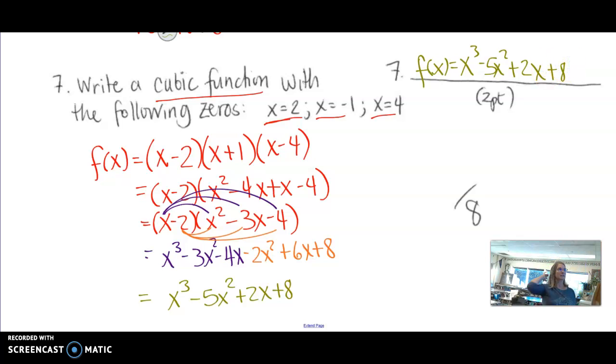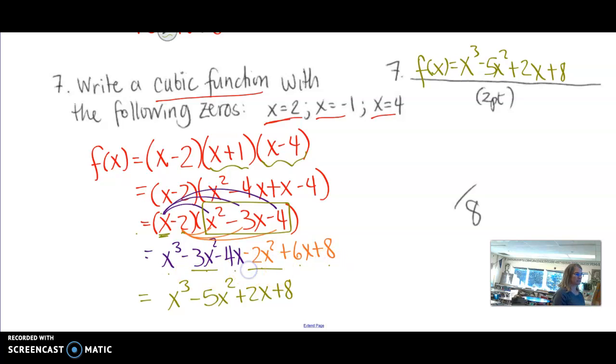So if you didn't get that, go through and look at this. What I did is I multiplied this x plus 1 times this x minus 4. After simplifying, I got x squared minus 3x minus 4. And then I multiplied x, there's a purple here, I multiplied the x through, and I got x cubed minus 3x squared minus 4x, and then I moved on to the orange part here, which I had to distribute the negative 2. You get negative 2x squared. Negative 2 times negative 3 is negative 6x, and negative 2 times negative 4 is plus 8.